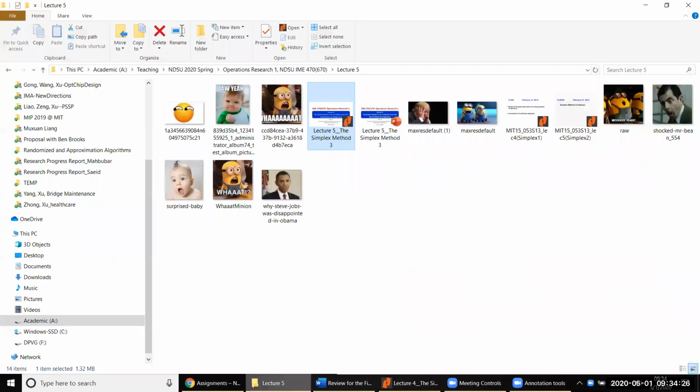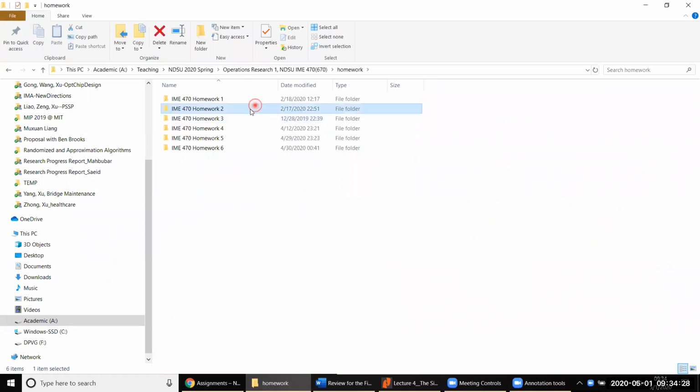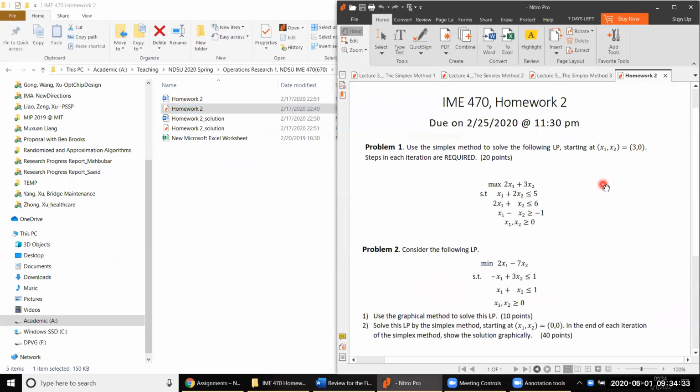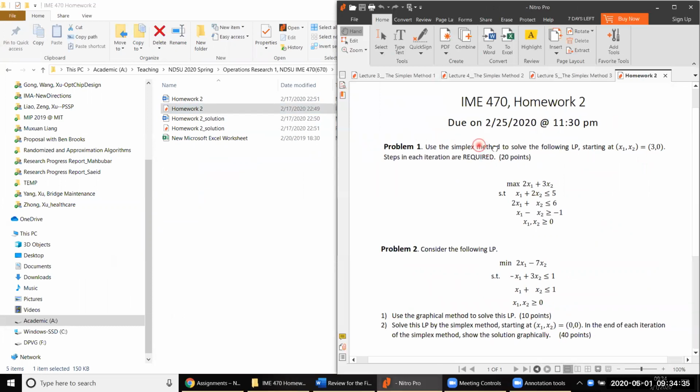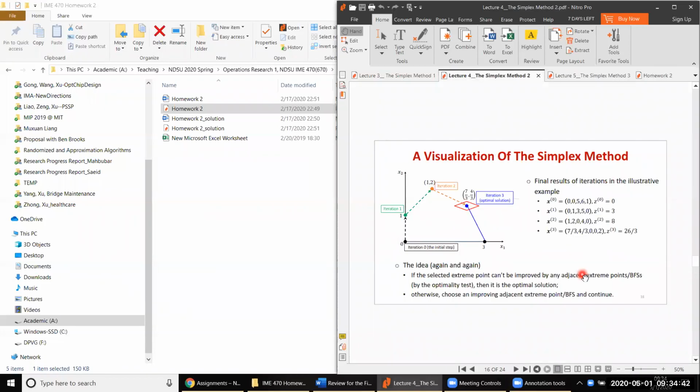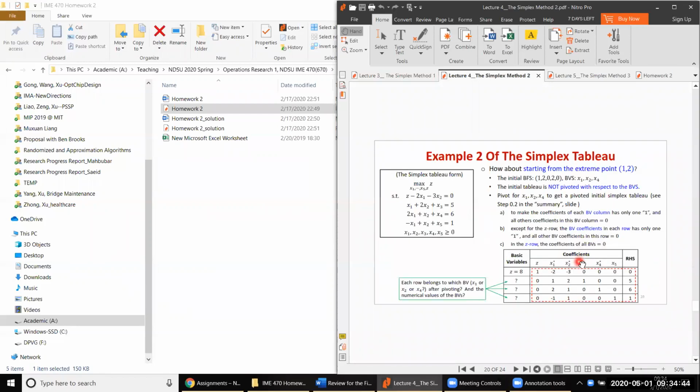Let me find where the homework is. Homework number 2, I believe. Okay, so here I ask you to start at (3, 0). So what is the point here? The point is exactly the same as this example. If I want to start from here, in this case, I'm gonna have x1, x2, and x4 to be my basic variables.